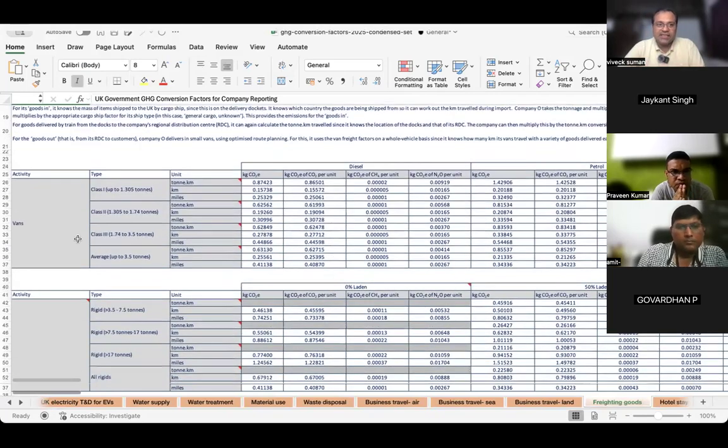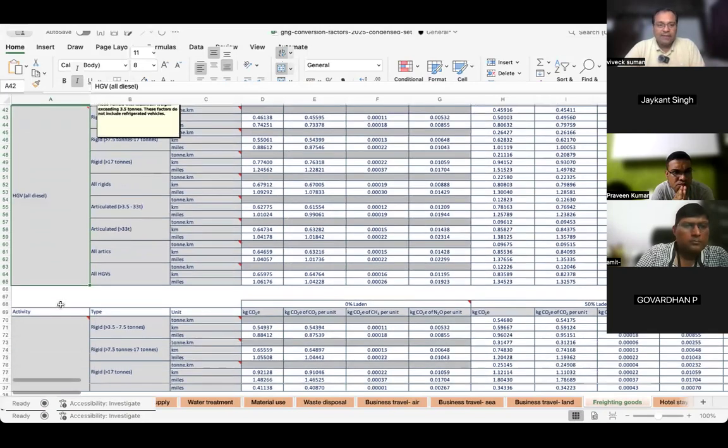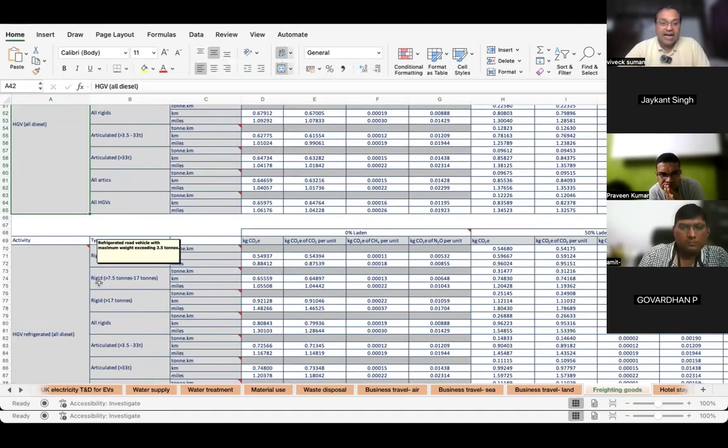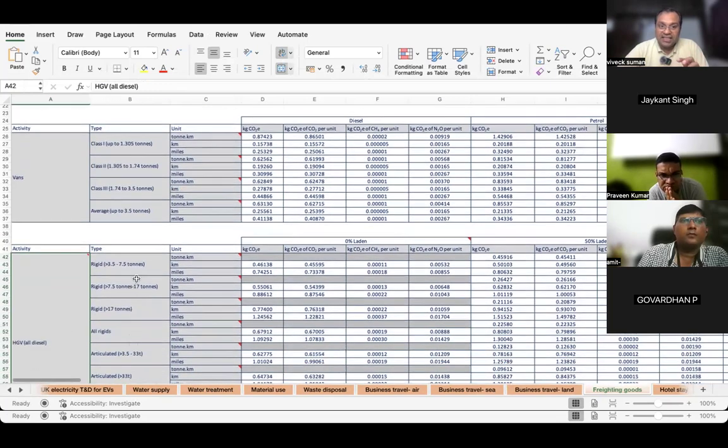If I go to that sheet, you will see they are talking about vans. They are talking about HGV. They are talking about HGV refrigerated, the cooling units you might have seen on the roads, right? And what I was telling you earlier, they also provide you with the tonnage, tonne kilometer they will give you. So you have to select where your vehicle tonnage is fitting. For example, I told you I am using a 5-ton HGV to bring those raw materials. So I will be in the first category.